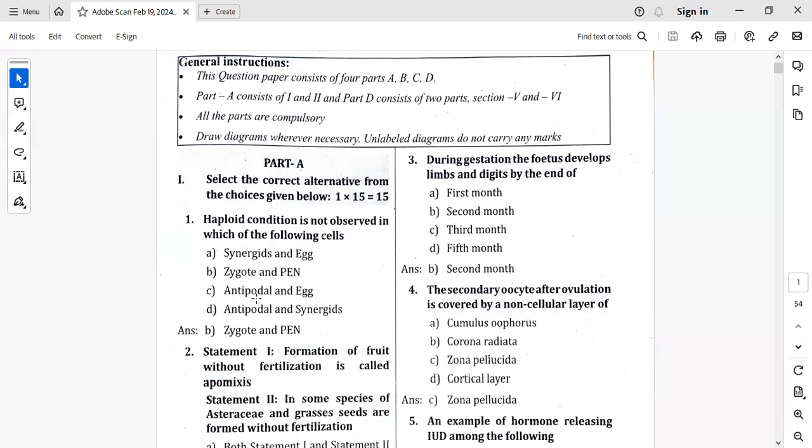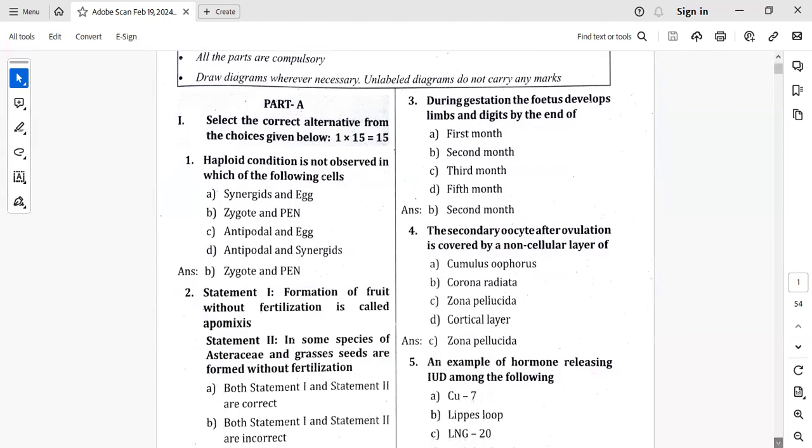Let's see the next one, antipodals and egg. I told you the egg is a gamete. A gamete will always be haploid, not diploid. Antipodals and synergids: antipodals are in the embryo sac, so this also consists of haploid cells. So the answer is zygote and PEN.